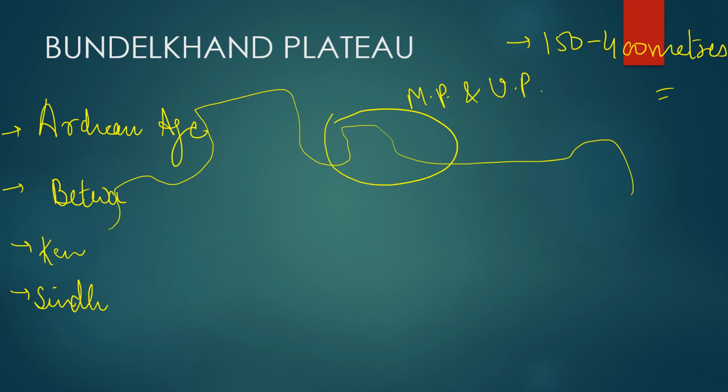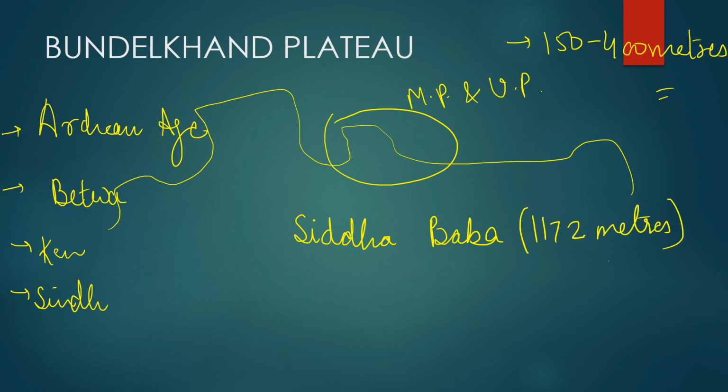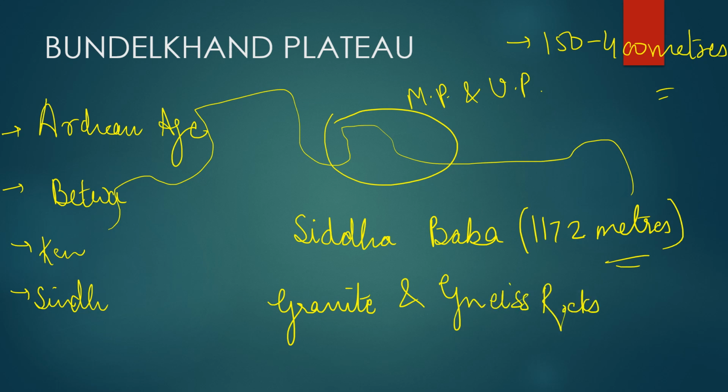And the highest peak present in this region is Siddh Baba, a very famous peak, Siddh Baba Peak, which has a height of 1172 meters. This is the famous highest peak of the Bundelkhand Plateau region. The major districts in this region are Tikamgarh here, Niwari here, and some parts of Sagar also. The rocks found here are majorly granite rocks, granite gneiss. This is about the Bundelkhand Plateau.